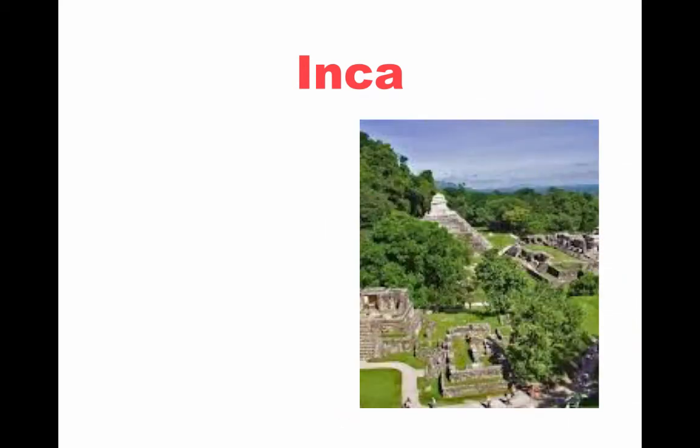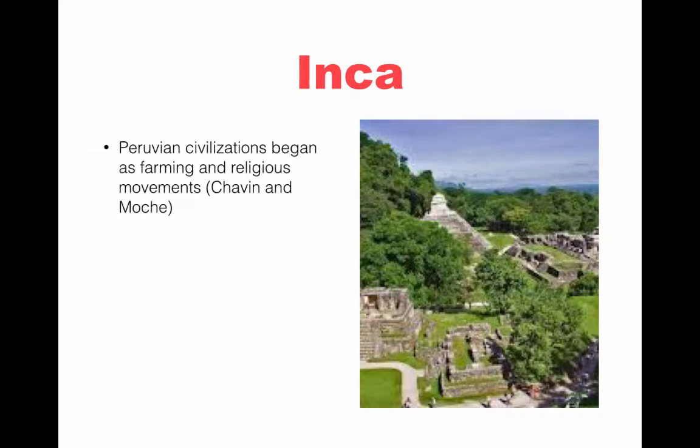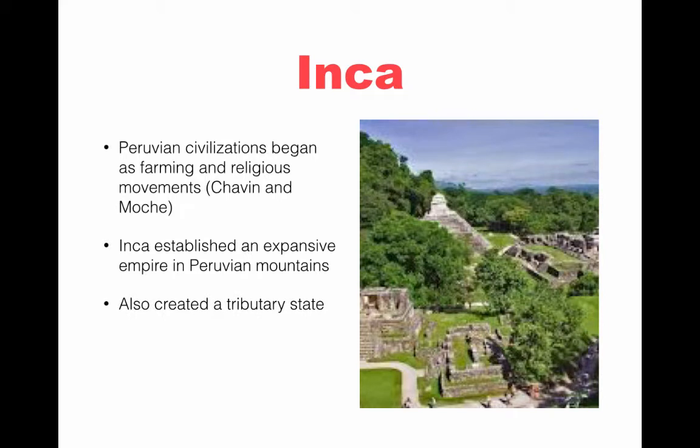Just below them is the Inca. The Inca live in the kingdom of Tawantinsuyu. And that kingdom arises out of religious movements called the Chavín and the Moche. They established an expansive empire in the Peruvian mountains. They also created a tributary state, so they expand throughout that region. And they have an extensive trade route in the Andean Mountains.